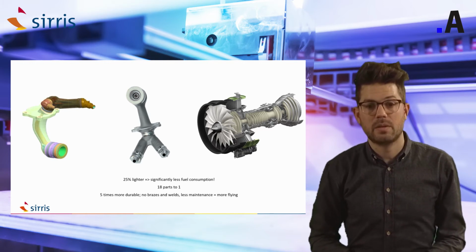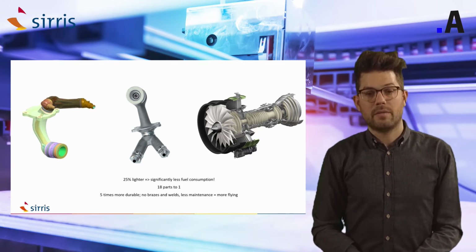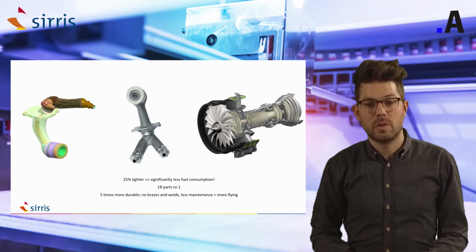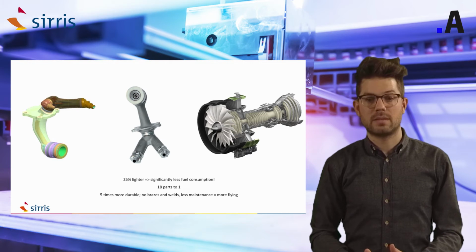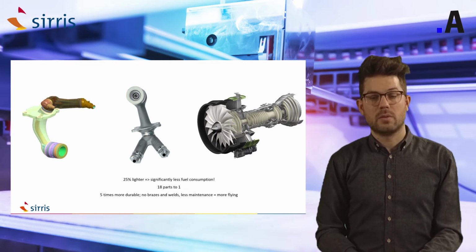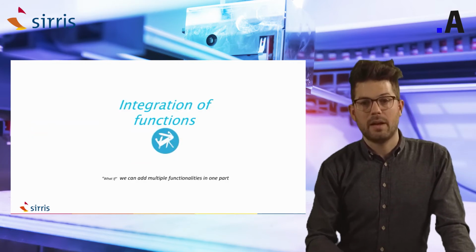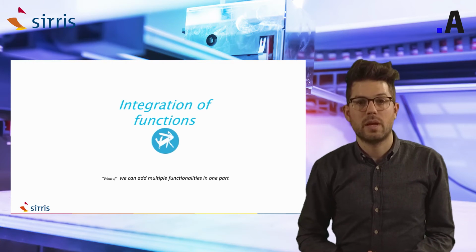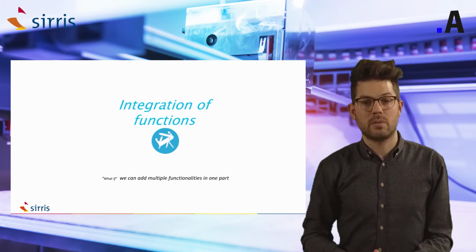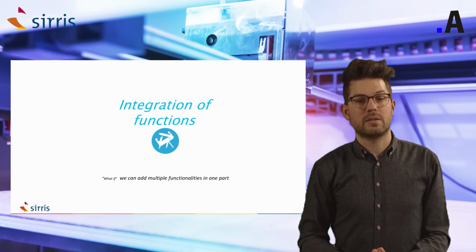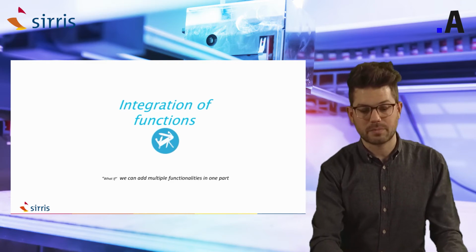have a much lighter part, to integrate 18 parts into one. And finally, the part is much more durable because there are no longer braces or welds inside of the part. So we have less maintenance and more flying. And the biggest driver for them to go to additive manufacturing was the integration of functions or the integration of different parts into one. And here the question is, what if we can add multiple functionalities within one part?